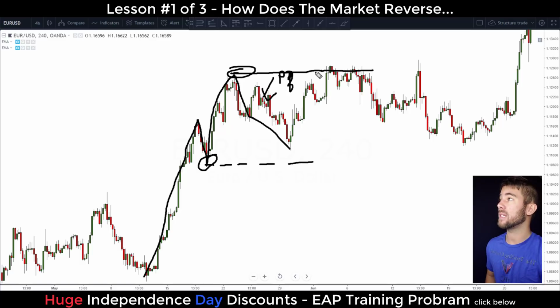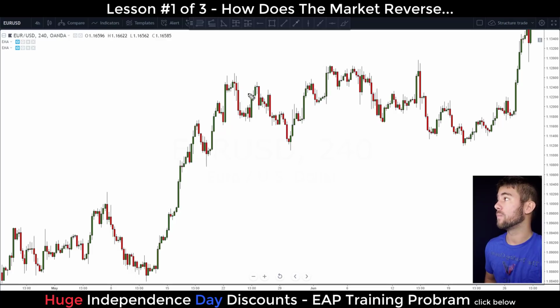Next, we get this break and close right here. This is a break and close above resistance. I'll go ahead and delete some of this drawing. So what we have is the pullback. Remember, we have the move up. Now we have the pullback. Now we have the break and close, because this right here broke and closed above the previous highs. We have that break and close. Then we have what? Another pullback.